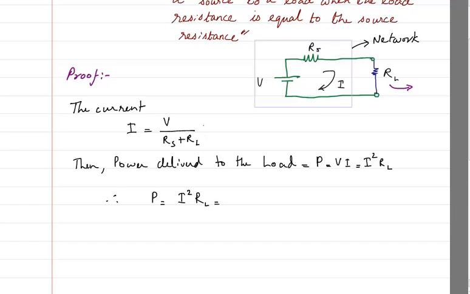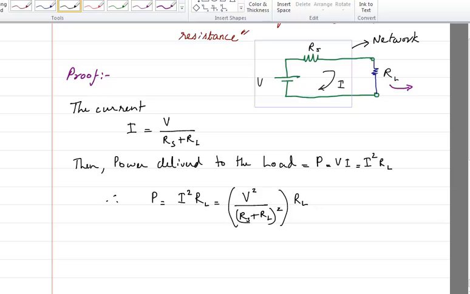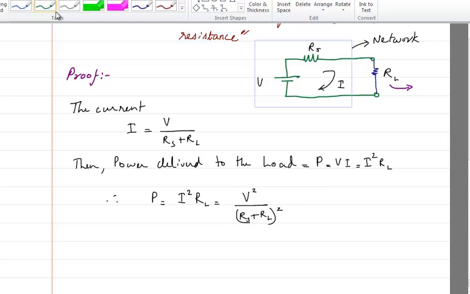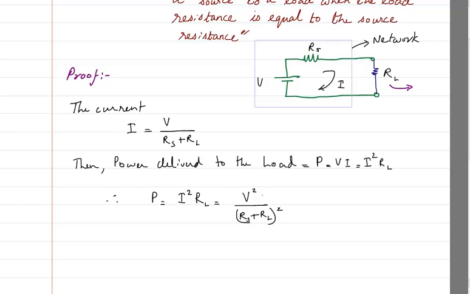I square I have already written here, so I can write this as V square divided by (Rs plus RL) the whole square, into RL. Clear? Or I can take RL inside and add directly, that is also not a problem, no need to keep any brackets. So this is the power. Let me write this as equation number 1.